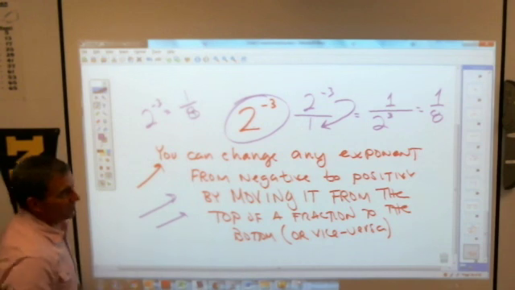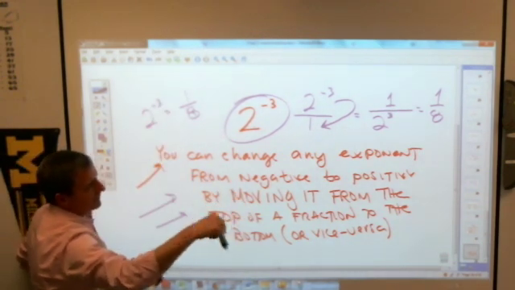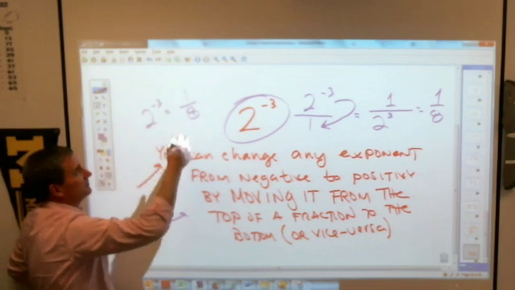Just because that's a negative exponent does not make that negative. So you don't have to understand why that works. I explained why it works. If you got it, good. If you don't, then whatever. Let me give you another one.